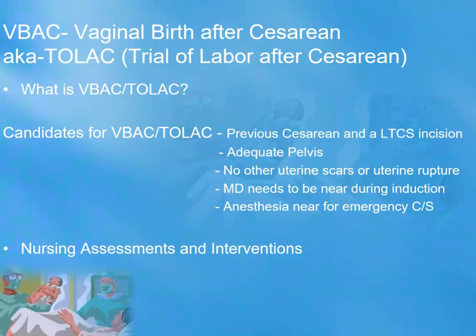Anesthesia also needs to be nearby if we have to have an emergency C-section. So that's not usually an issue. Every OB unit usually staffs an anesthesiologist and a CRNA, a nurse anesthetist, on each unit, just to have them nearby because we never know when we need them.